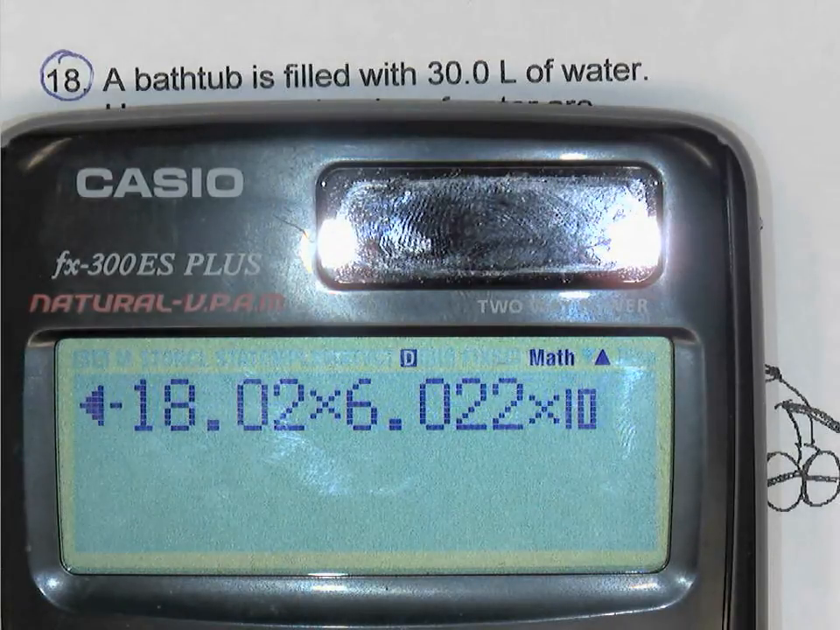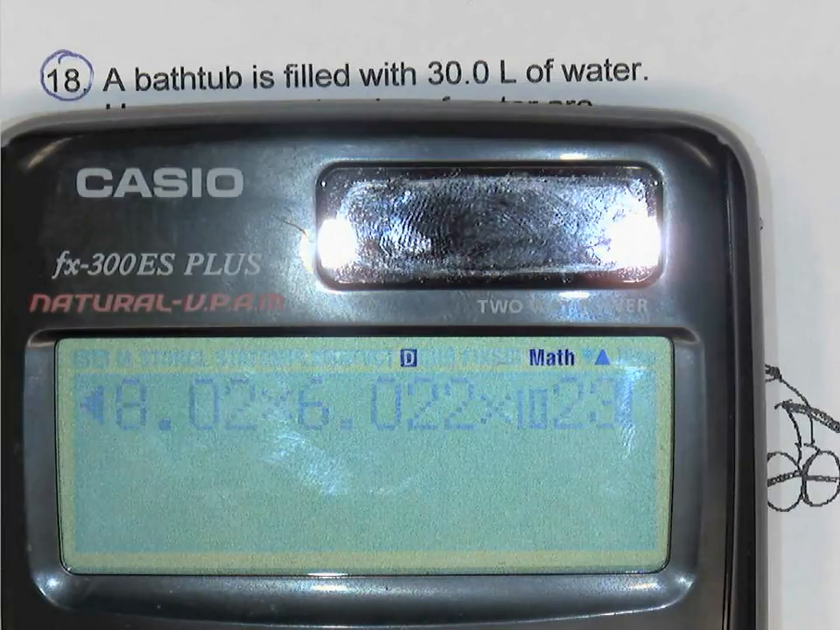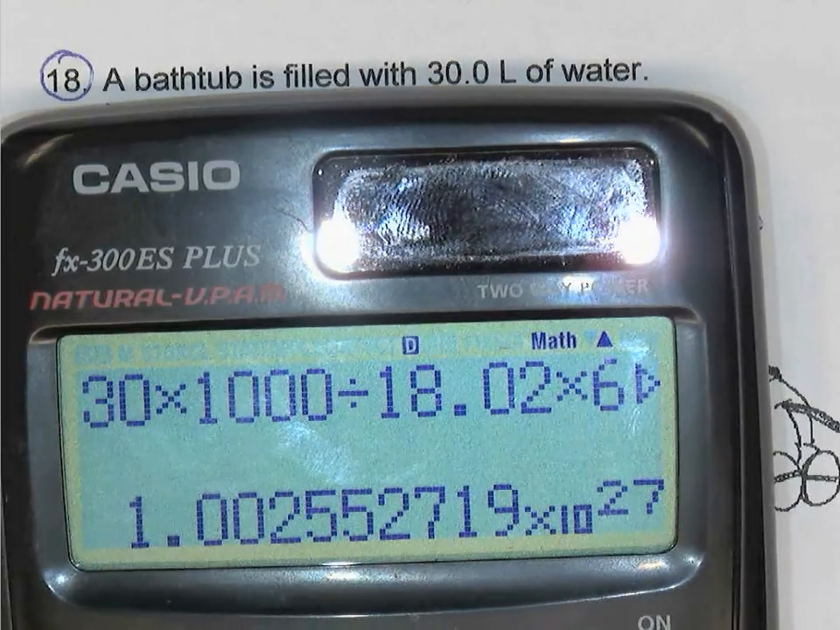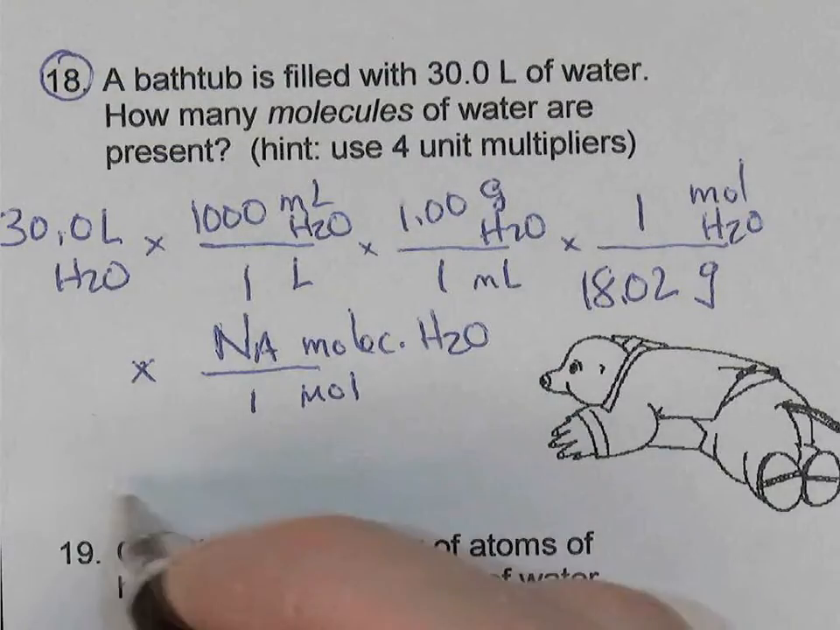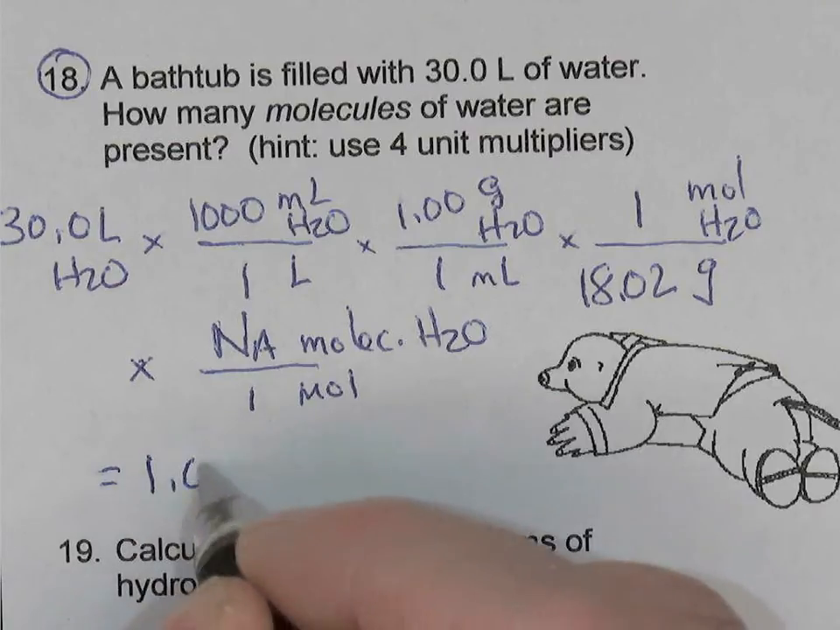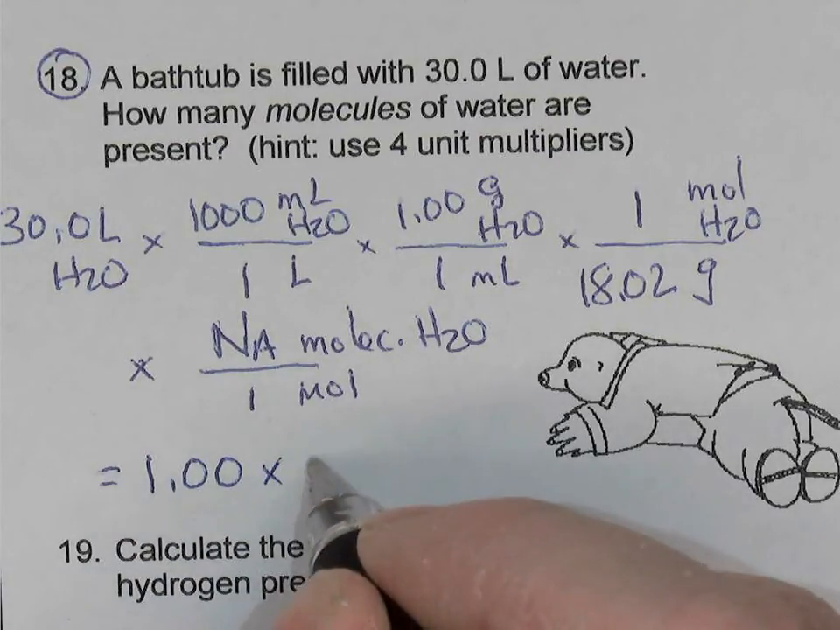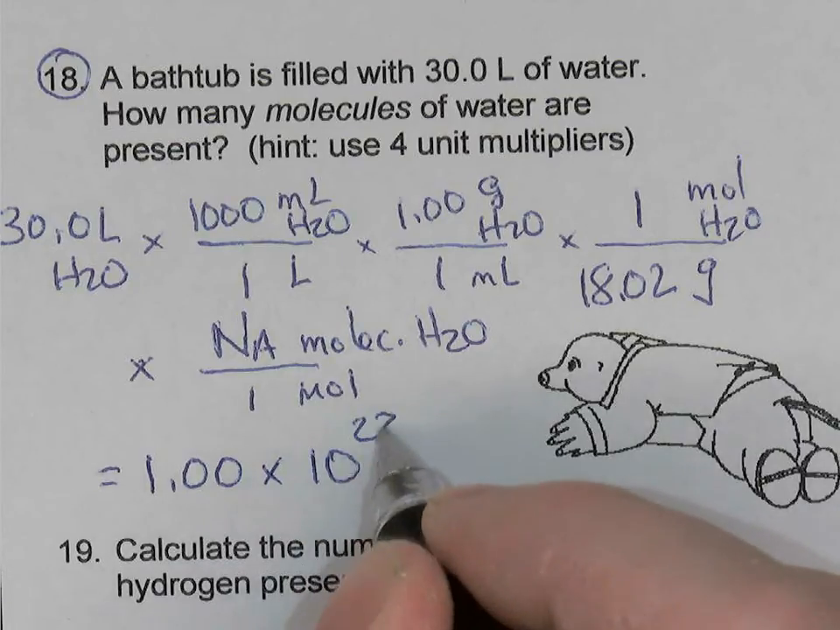And the answer is, not surprisingly, huge. The answer is 1.00 times 10 to the 27 molecules of water. A number that's so big, it's hard to wrap your brain around it. 1.00 times 10 to the 27 molecules of water.